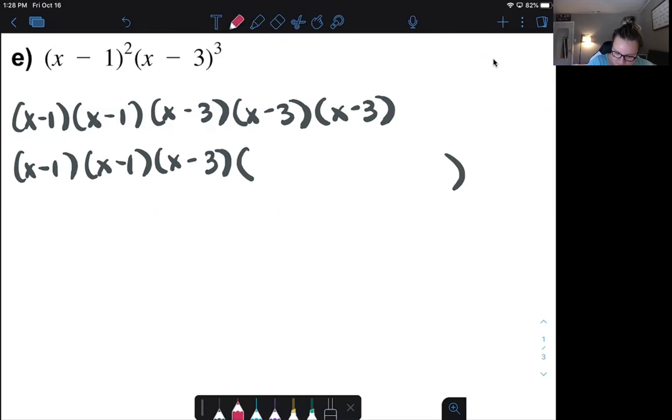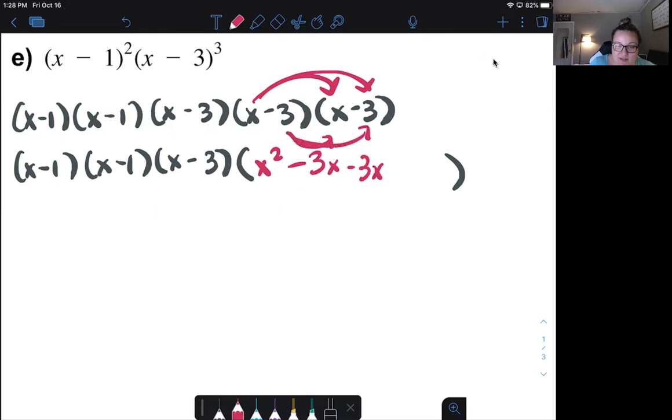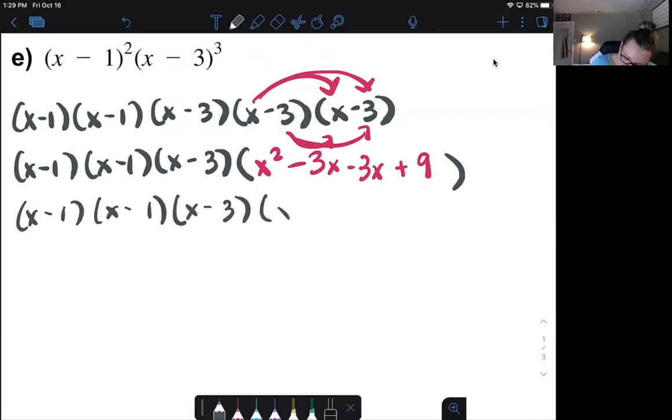So let's do this. X times x is x squared. X times negative 3, negative 3x. Negative 3 times x, negative 3x. Negative 3 times negative 3, positive 9. Now we're going to distribute the x, or actually, let's combine our like terms real quick. X squared minus 6x plus 9.